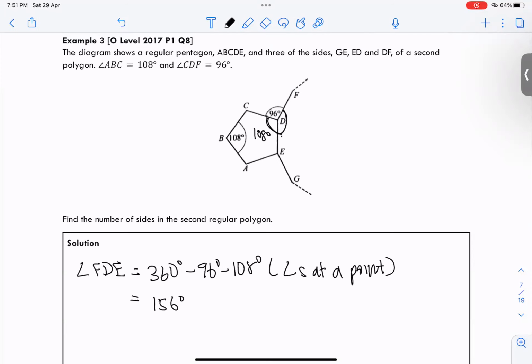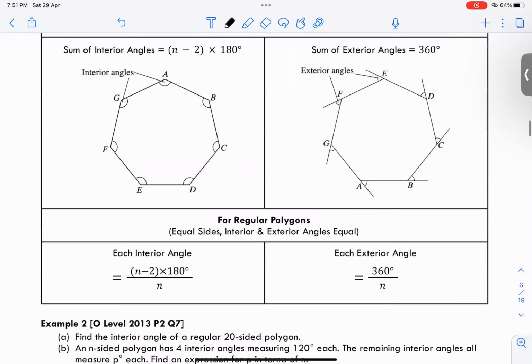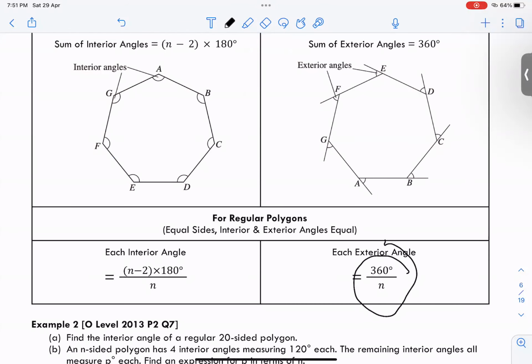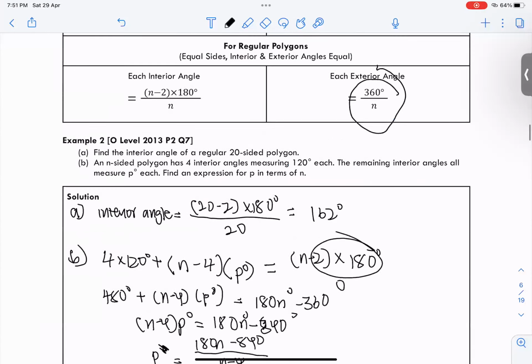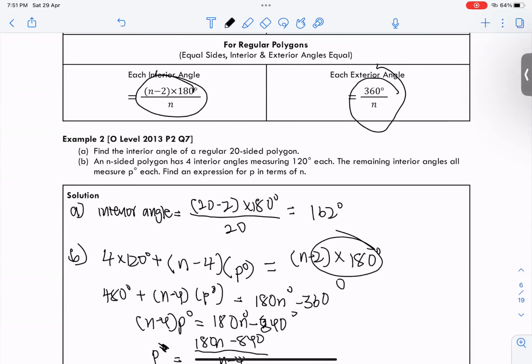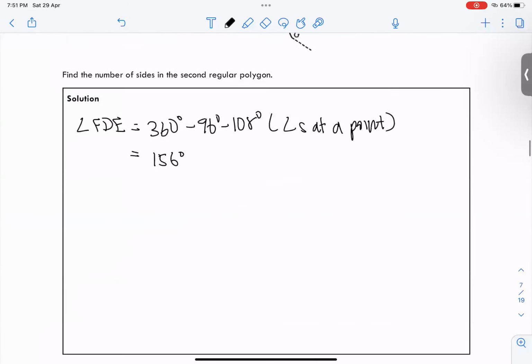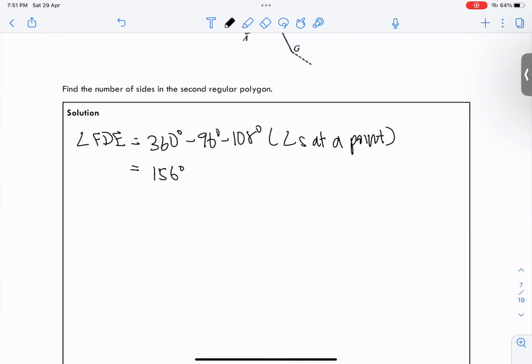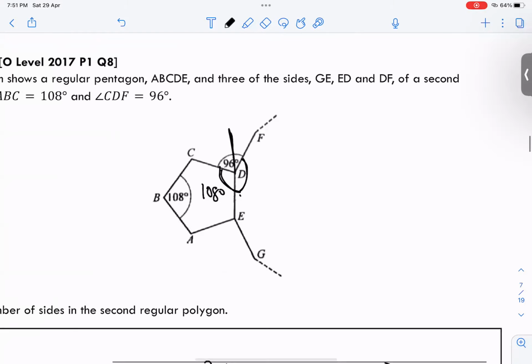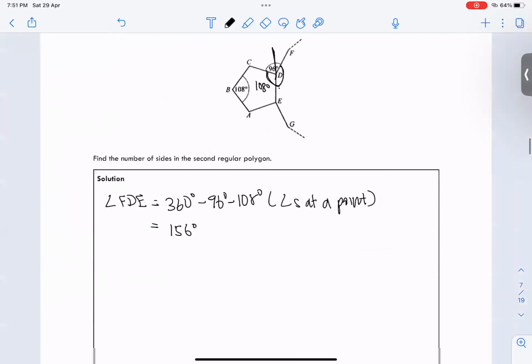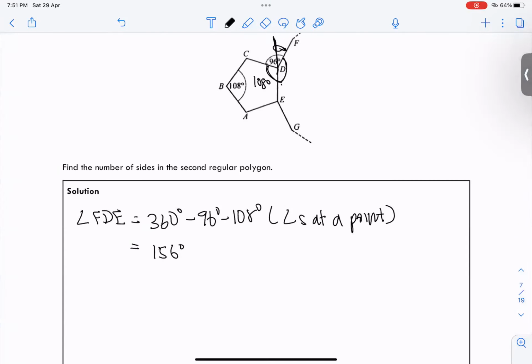Okay, after that, you look back at your formula, right? You see, this one is very simple. If there are 360 degrees over n, the number of sides equals the exterior angle. Or you could use this also, but this is more complicated. So when you do the question, we will choose to use the 360 degrees over n. So you find the exterior angle just over here. So this one, 180 degrees.